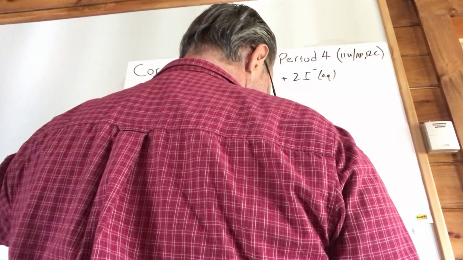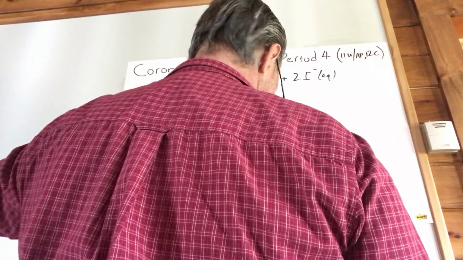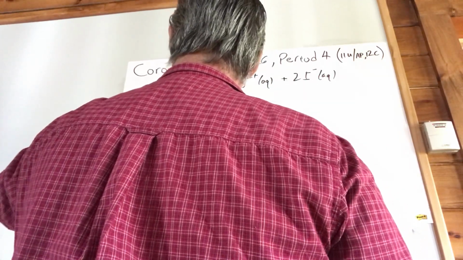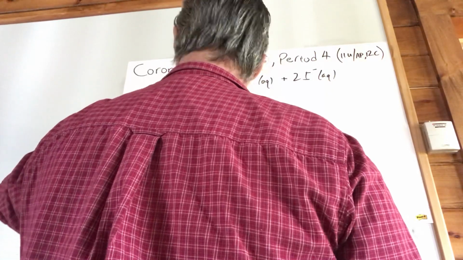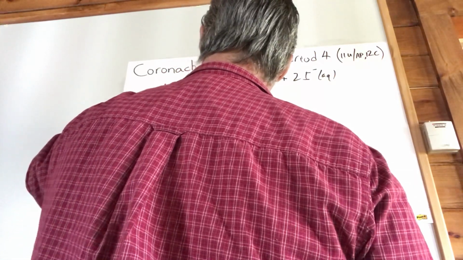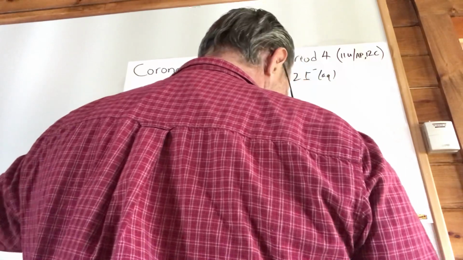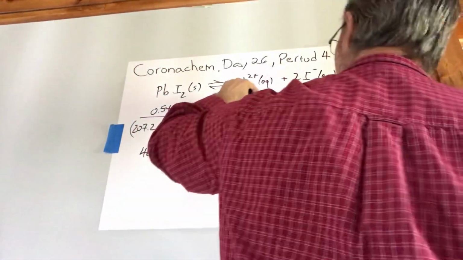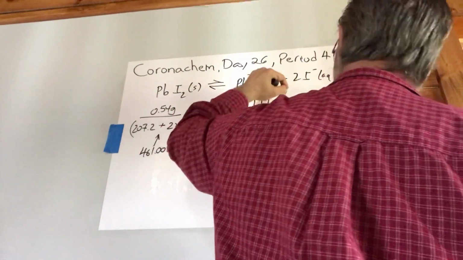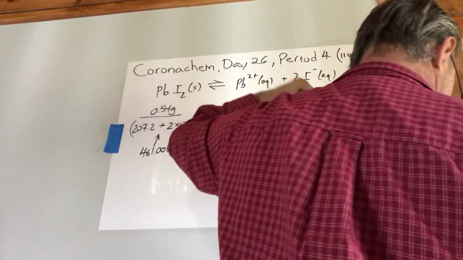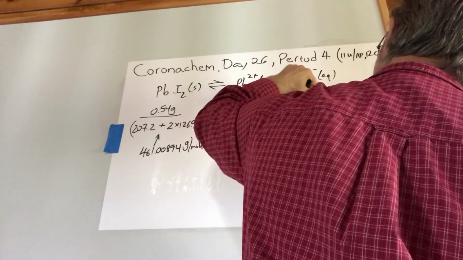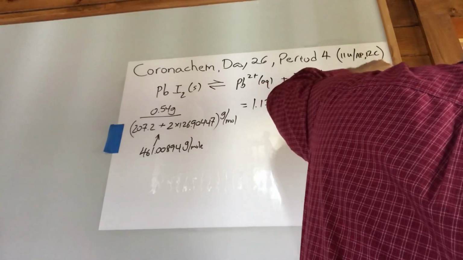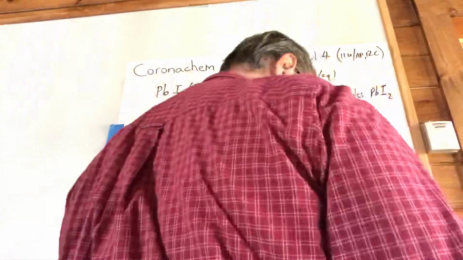So what you get is 461.00894 grams per mole. So that means you have 1.171343879 times 10 to the negative 3 moles of plumbous iodide in solution.